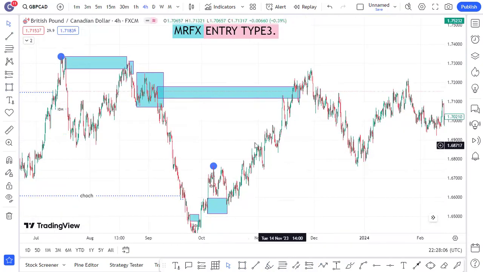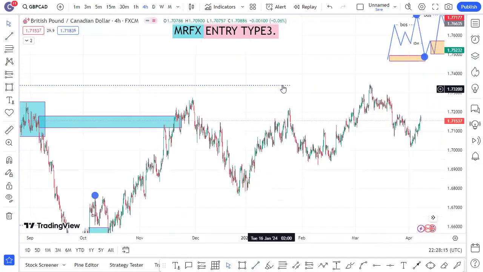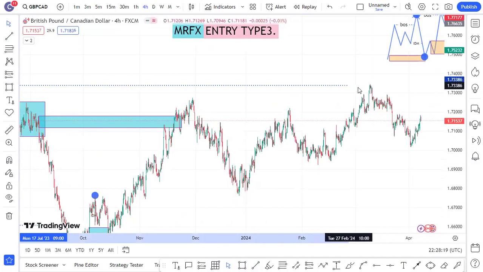But now, let's see what is happening. You can see, if the market breaks this high, this is a major high, remember? If this market decides to break this high, we'll call it a change of character.